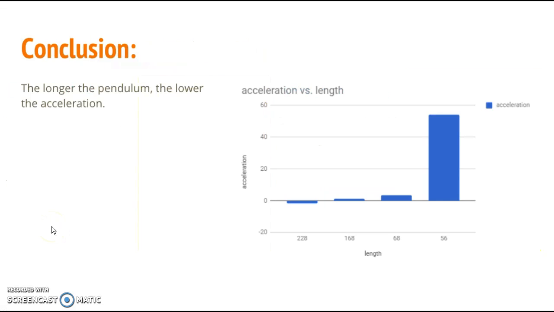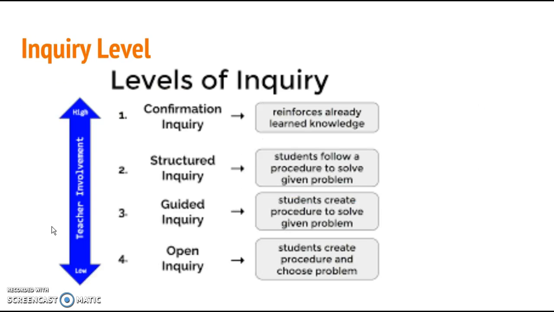So our conclusion is the longer the pendulum, the lower the acceleration, which makes sense. The further you pull it back, the longer it takes to go within a period, which is from the start to the stop. Here's a graph that just illustrates that.